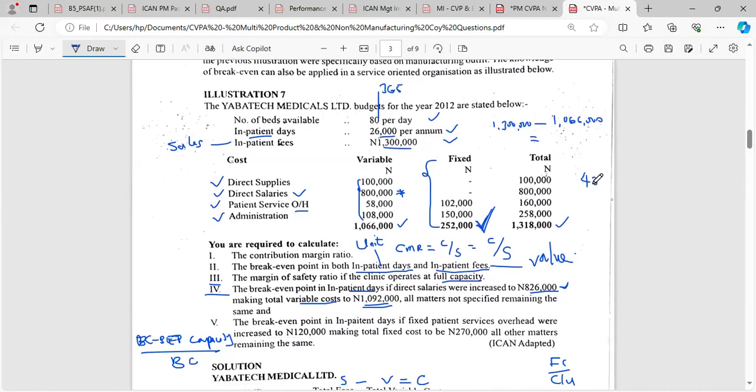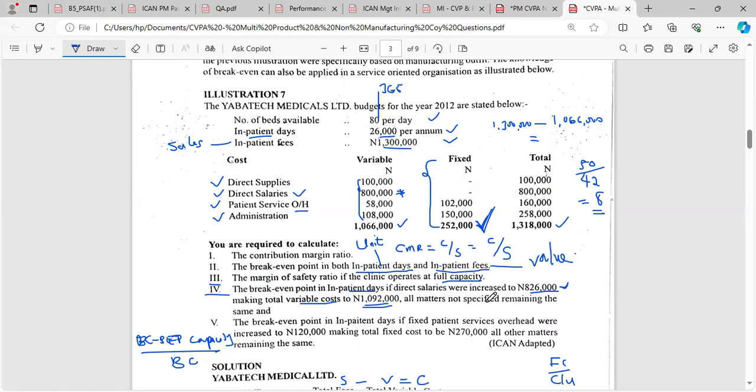Let's confirm if we are correct. 42. How do I get 42? 1,092 divided by 26 gives me variable cost per unit. Then what about sales per unit? Sales per unit is simply 1.3 million divided by 26,000. That gave us 50. So our sales per unit minus variable cost per unit is equal to 8.